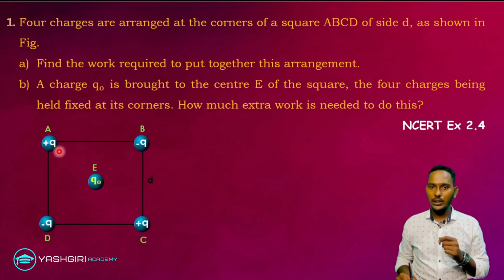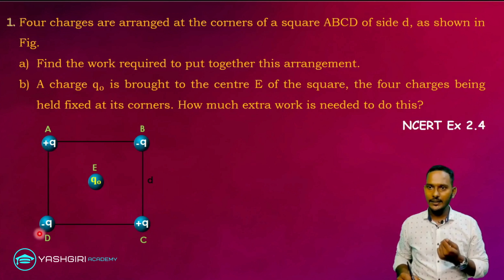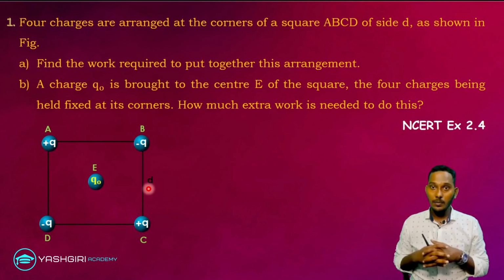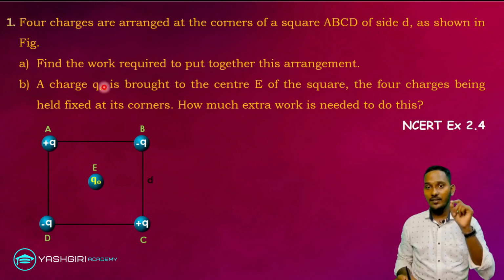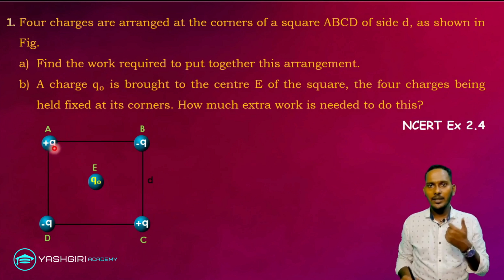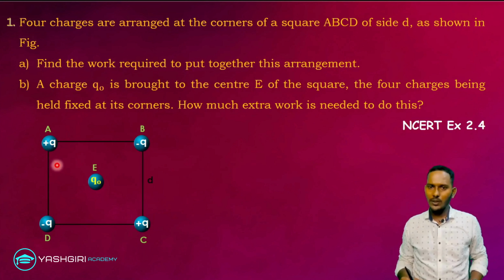Now here, if we just see the question, 4 charges are arranged at the corners of square ABCD of side d, as you can see here in this figure. And there are 2 parts of this question. The first part says, find the work required to put together this arrangement, the arrangement that you are having here. So let us go with the first part.